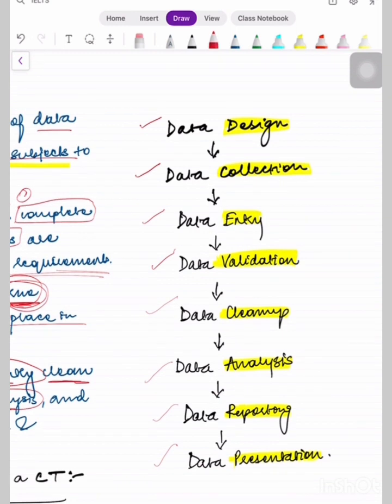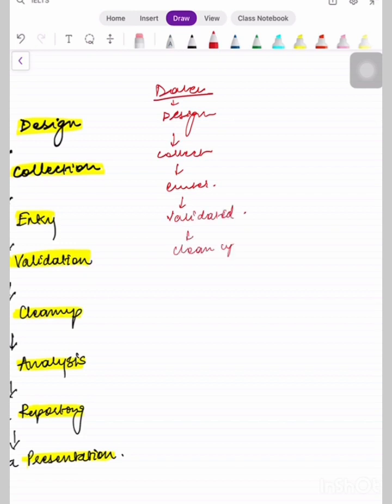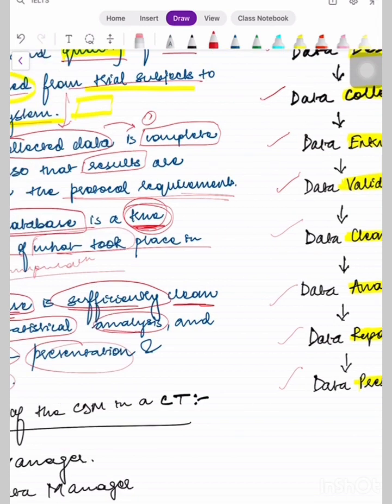If I say it in other words, first we designed the data. After designing, what did we do? After collecting, what did we do? We entered it in a system. After entering, we validated it, whether it's right or wrong. Then we cleaned up the data, removing whatever unnecessary data is not required. We did the analysis of it and finally reported and presented. So that is how the flow works in data management.